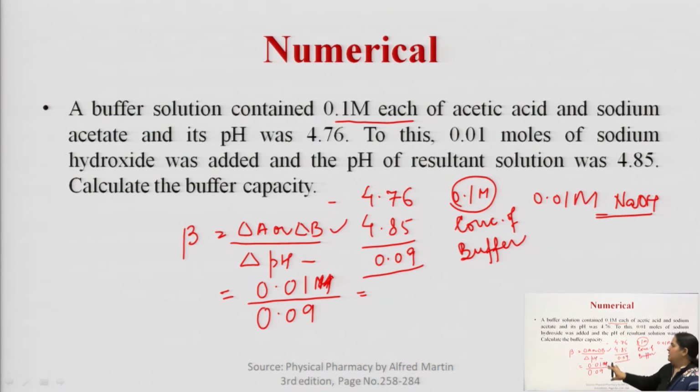So, we have to keep the change in pH in the denominator and the addition of the base in the numerator, and with this we can calculate the buffer capacity. So, it becomes 1 upon 9, 9 divided by 1 gives you 0.11. So, this is the buffer capacity of the buffer which is having acetic acid and sodium acetate, right.